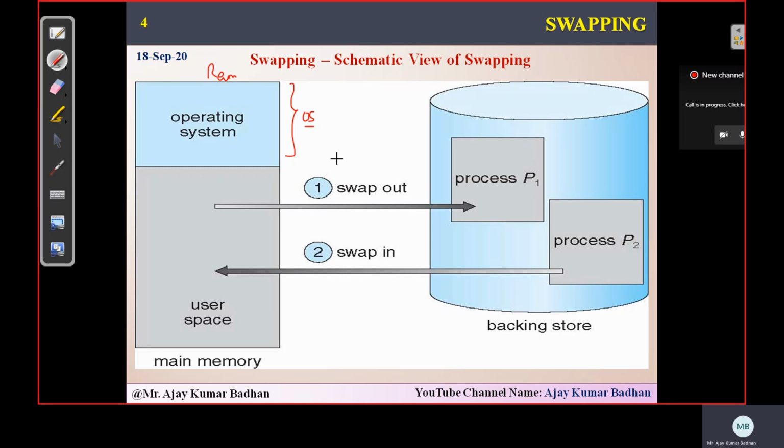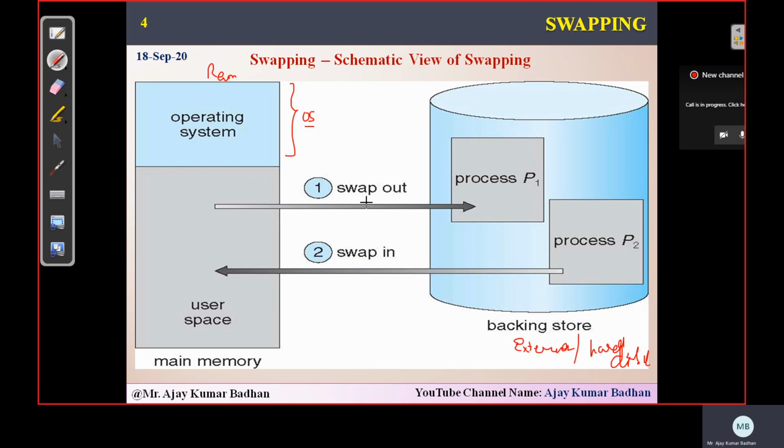Whenever you start your laptop or your system, some portion of your RAM will be occupied by your operating system. Now this is your backing store, your external hard disk, or you can call it hardware. It is a hard disk, what we usually have, with very large space. Here we have two different processes that we are trying to execute.